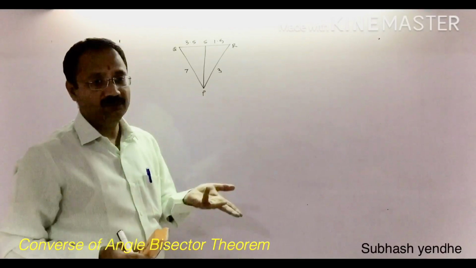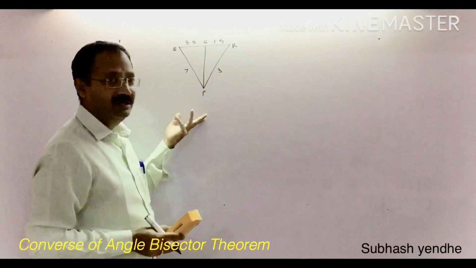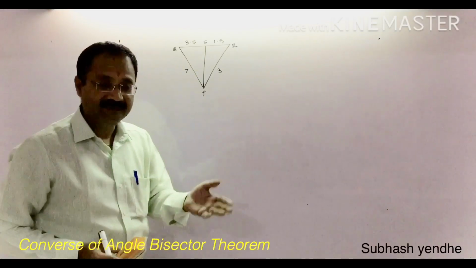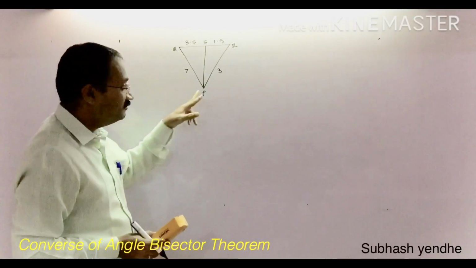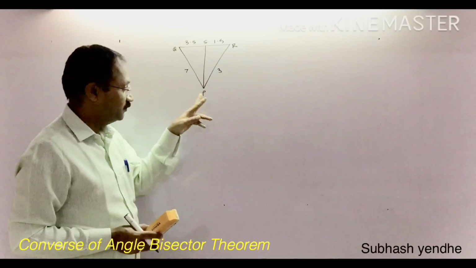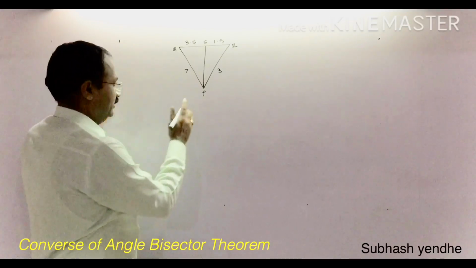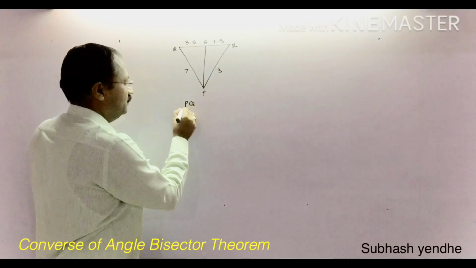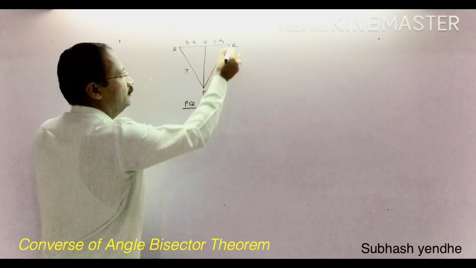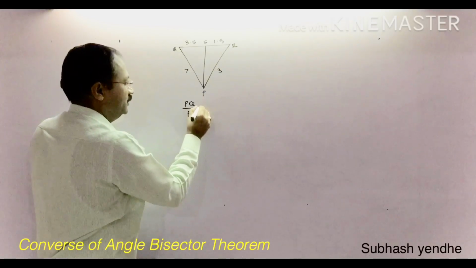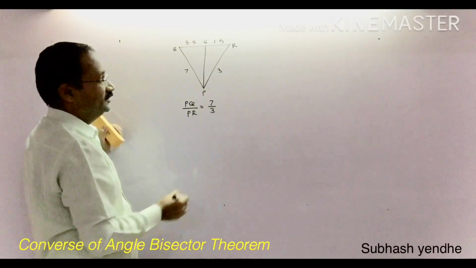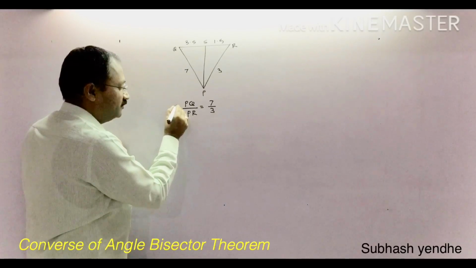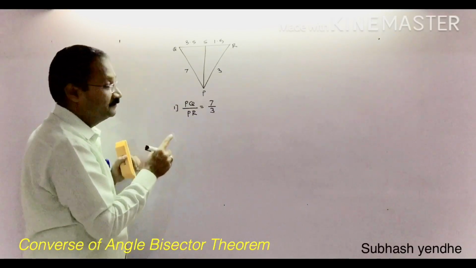Now they will ask you the question whether PS is an angle bisector. Then how can we prove this? It's very simple. If the ratio is the same, then it will be an angle bisector. Then which is the vertex? P. So from P you have to start. First find the ratio PQ upon PR. So PQ is given 7, PR is given 3. Therefore its ratio is 7 upon 3.